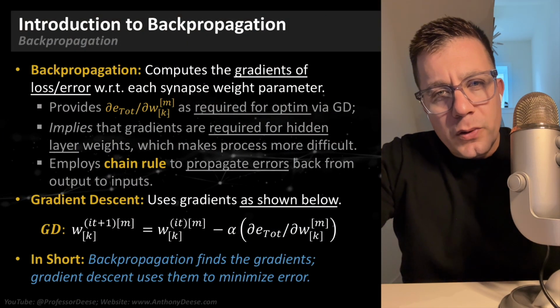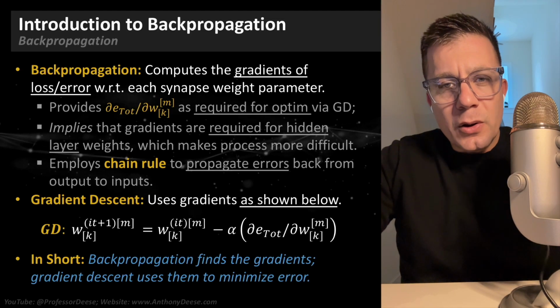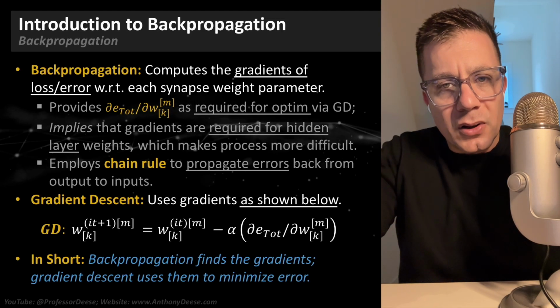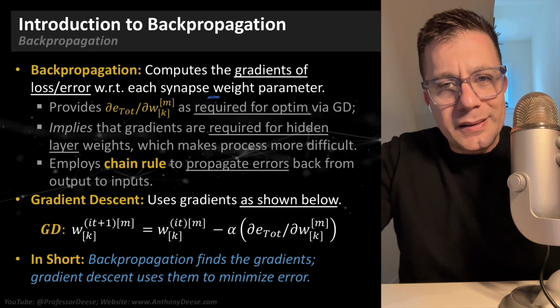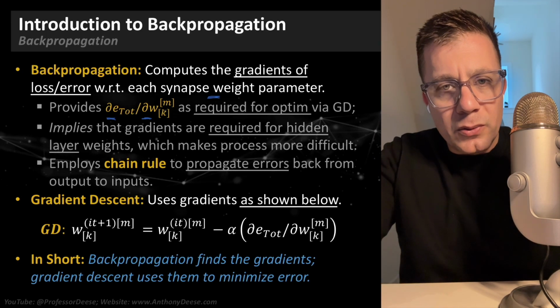Next, we provide an intro to backpropagation. Note there will be some repetition between the last slide and this one. So backpropagation computes the gradients of loss or error with respect to all the synapse weight parameters. It provides a partial derivative of the total error with respect to any synapse weight.